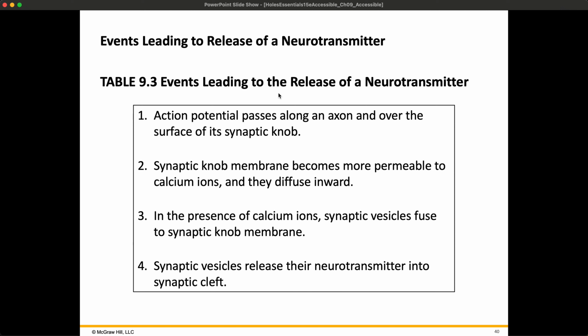Okay. Release of a neurotransmitter. These events are again listed out for you, talking about the action potential coming down the axon to the synaptic knob. That then becomes more permeable because of the change in the voltage, allowing the neurotransmitter to then be released into the synaptic cleft. Those then will fuse. Oh yeah, here we go. Sorry, I missed the calcium ion, allowing the synaptic vesicles to fuse with the synaptic knob. Calcium ions are very helpful in that.